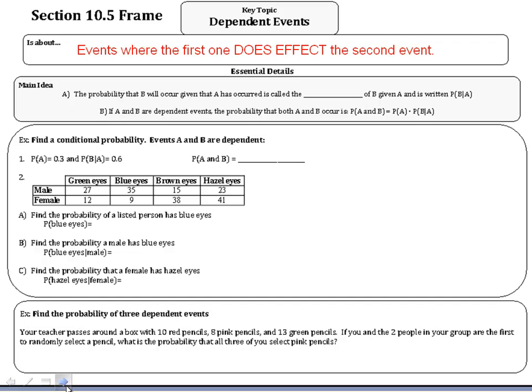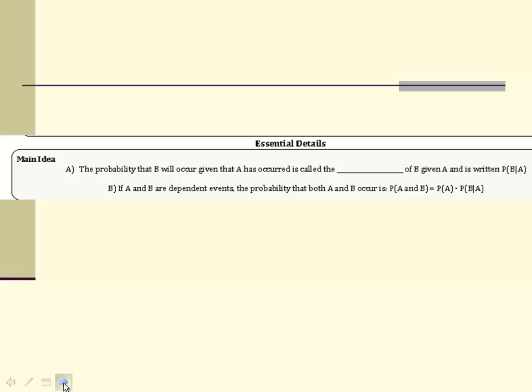Okay, take a look. We're going to look at dependent events this time. And this is a slight difference, because dependent events means that the first event affects what happens in the second event. I'm going to show you a couple of ideas of what that looks like. I'm going to show you story problems, but I'm also going to show you general looks at things. Okay, so let's start with the basic. The probability that B occurs after A occurs, which means that A affects B.